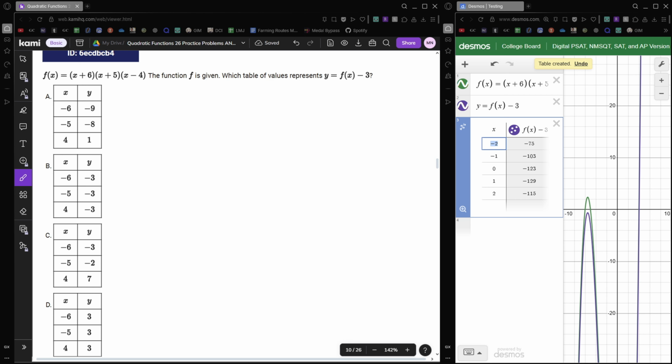Now if we look at all of our answer choices, the x values are negative 6, negative 5, and 4. So let's go ahead and type those in. Negative 6, negative 5, and 4. And we get that for all three of those x values, the y values would all be negative 3. So the table that matches this is B.